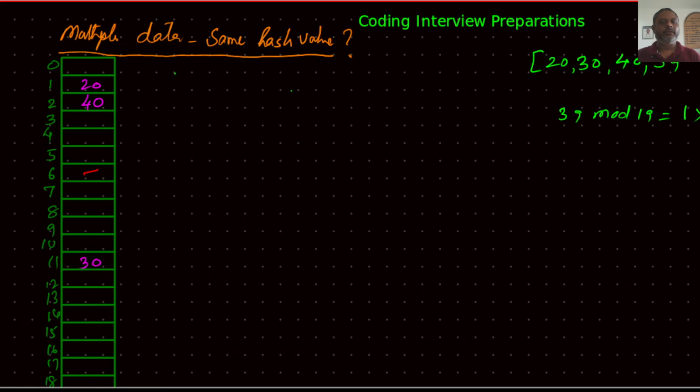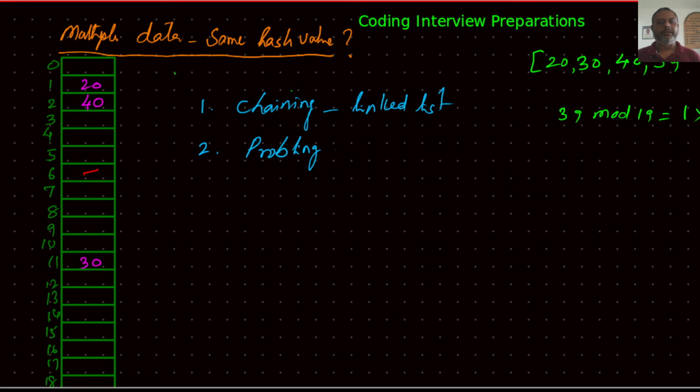So there are basically two ways of working. The first one is called chaining, and the second one is called probing. Chaining is simply adding a linked list to every cell, so that this 39 can be added to the same index 1. The only thing is that it is added after 20 in another node. Through chaining we can add that.